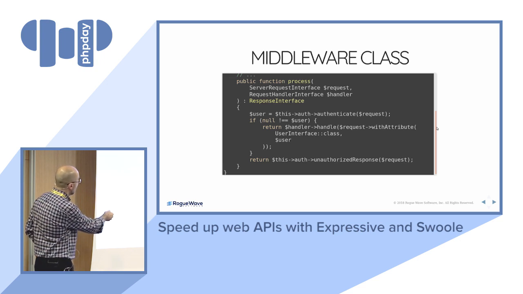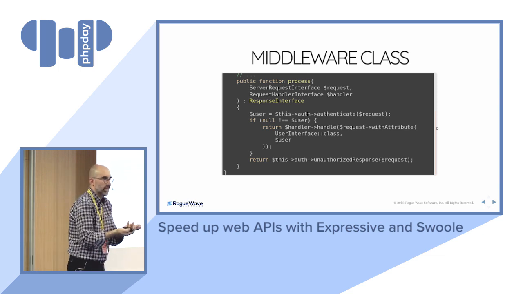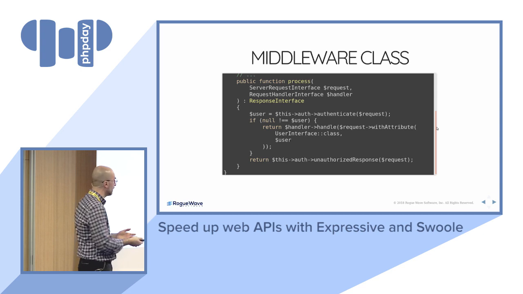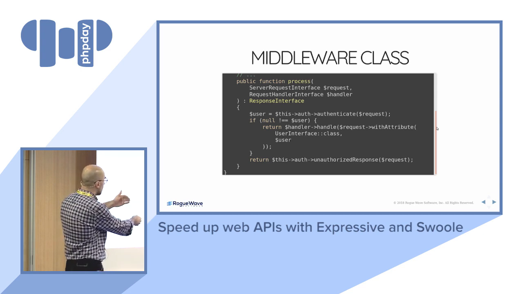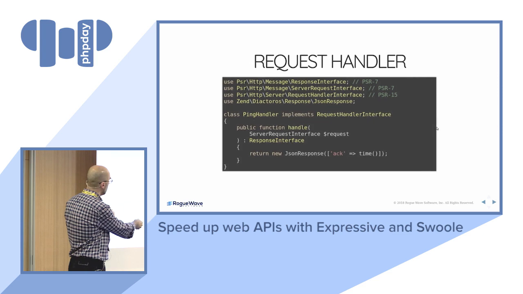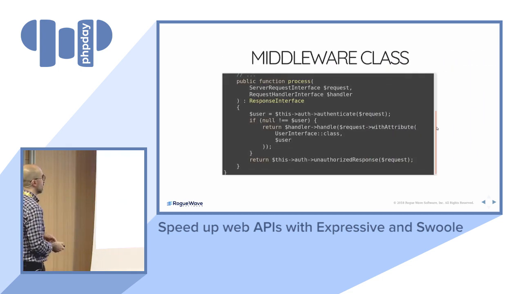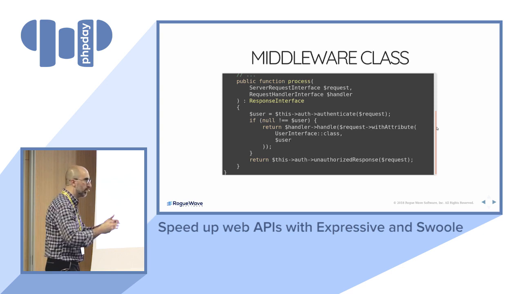If the $user is different from null, that means that we have some results. So the user is authenticated, and we can execute the handle. As you can see, the $handler, we call the handle function. That is the same function of the previous interface, the request handler interface.